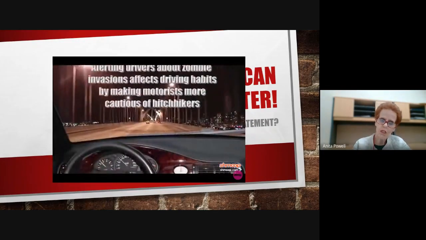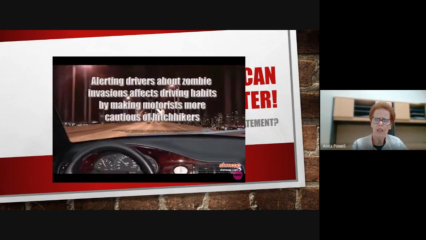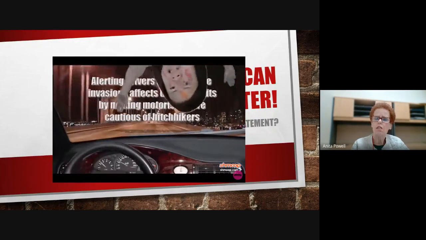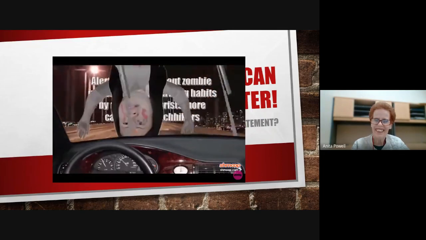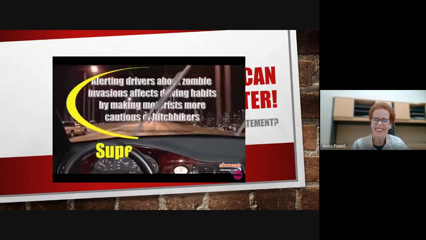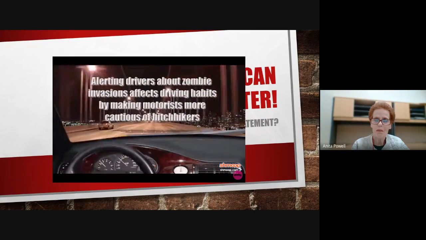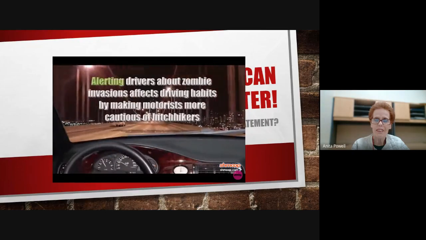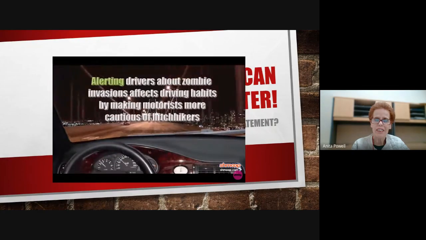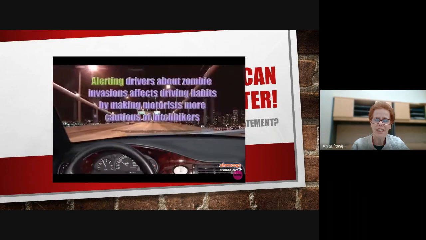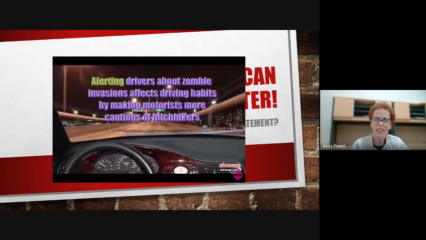And here's a good one. Alerting drivers about zombie invasions affects driving habits by making motorists more cautious of hitchhikers. This is super specific and it makes strong word choices, especially at the beginning. In this case, alerting is a strong choice that also alerts the reader that your thesis statement is coming.